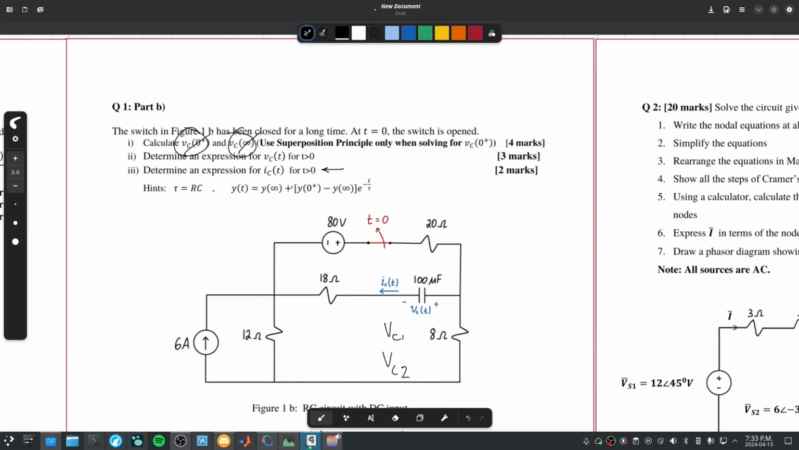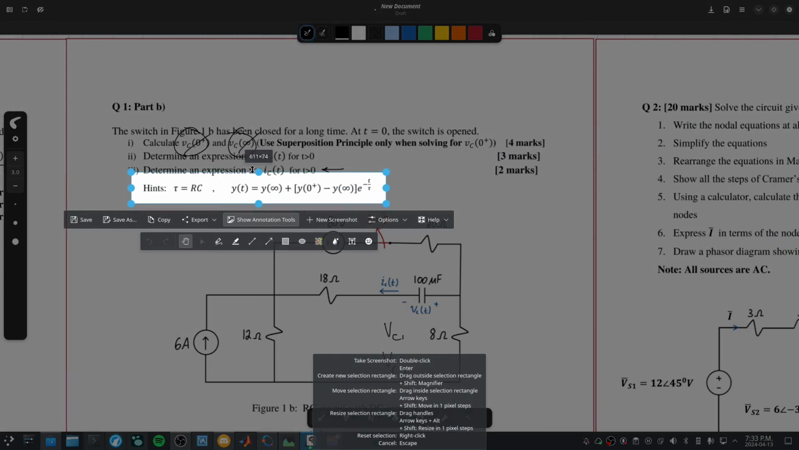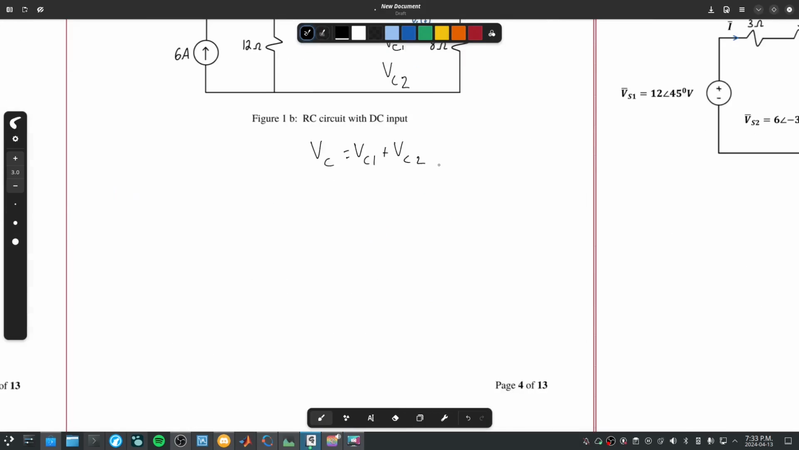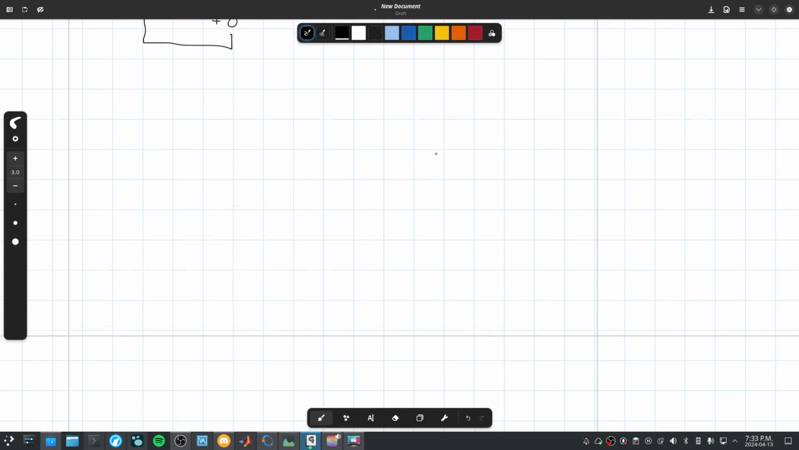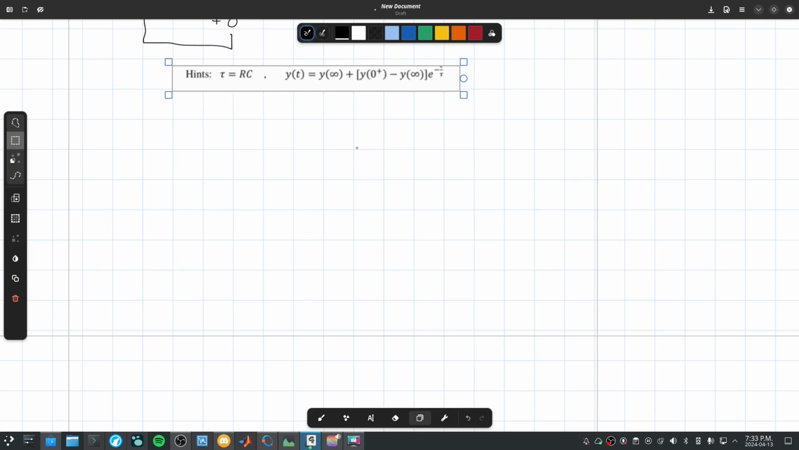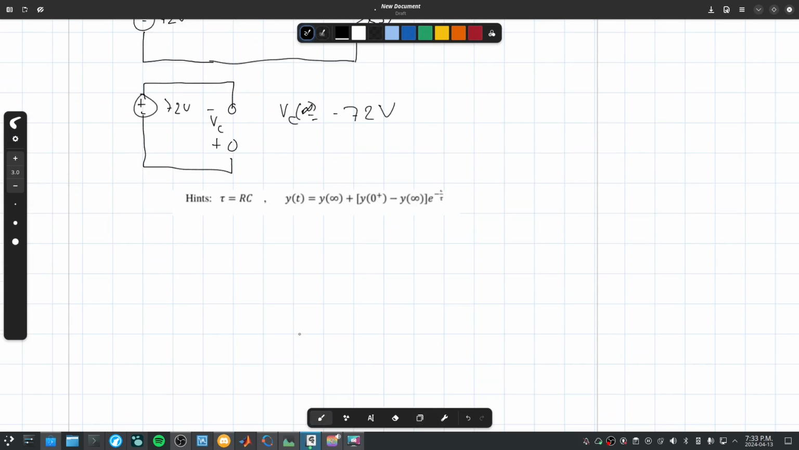Determining expression for VC(t). The same thing. There you go. Same formula. And now we don't screw this up, hopefully. So that's going to be VC(t) is equal to VC of infinity plus.